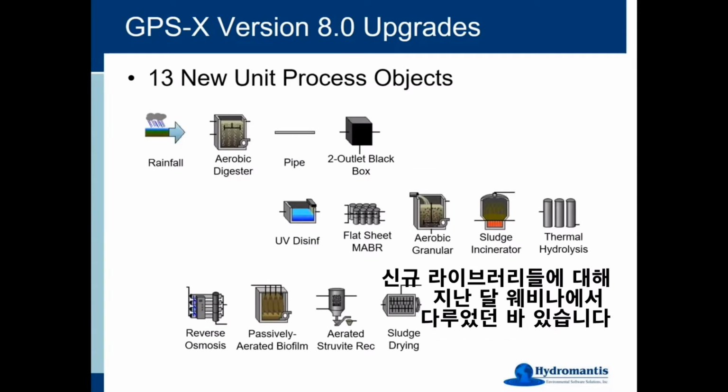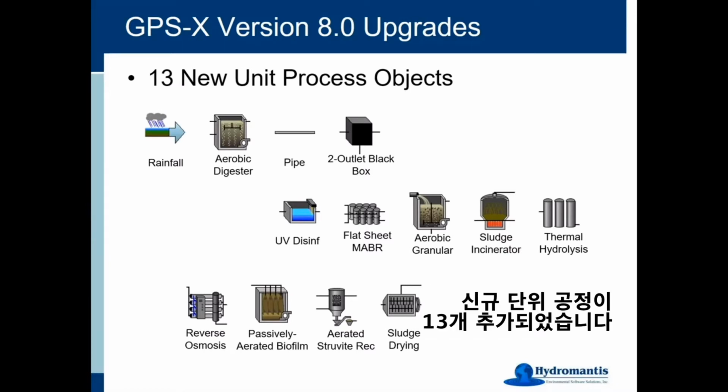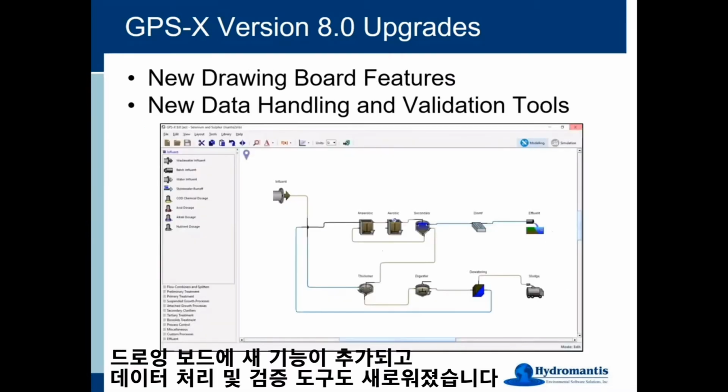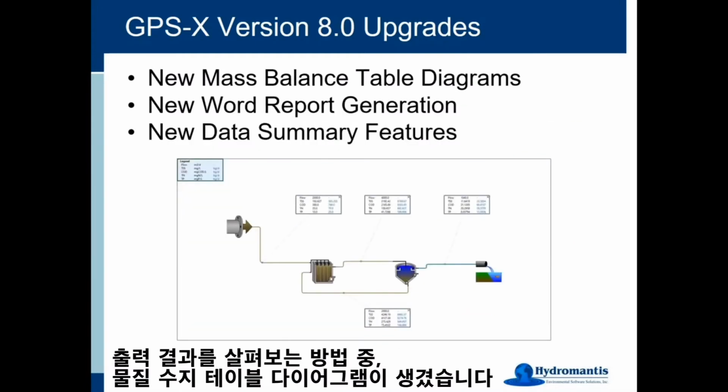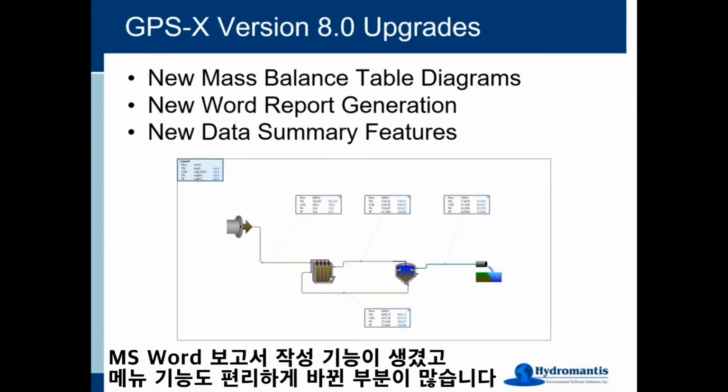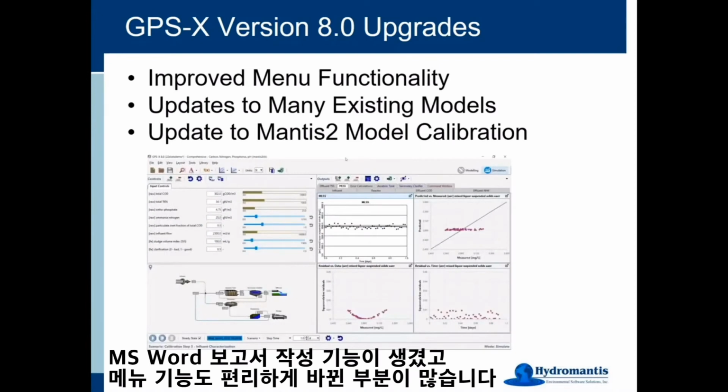In last month's webinar, we covered 13 new unit process objects, and I'm going to be talking about some of these in more detail today. We have new drawing board features, and as I mentioned, new data handling and data validation tools. There are new ways to output your information, such as new mass balance table diagrams and new Word report and data summary features. We've improved the menu functionality to condense things and make it easier to navigate to the information that you're looking for.